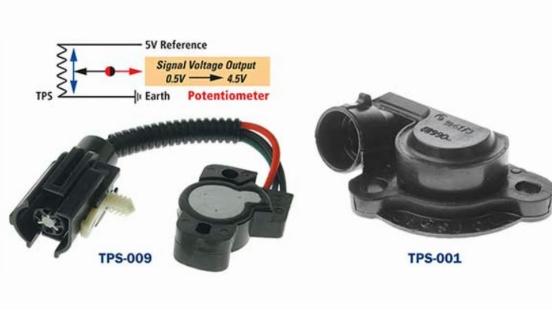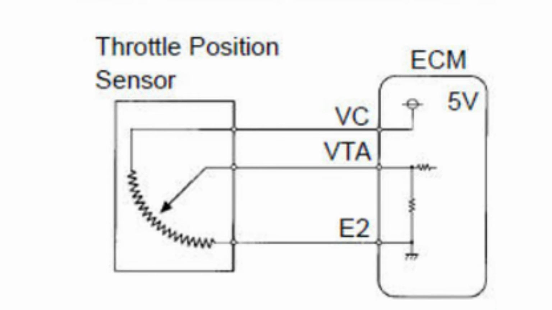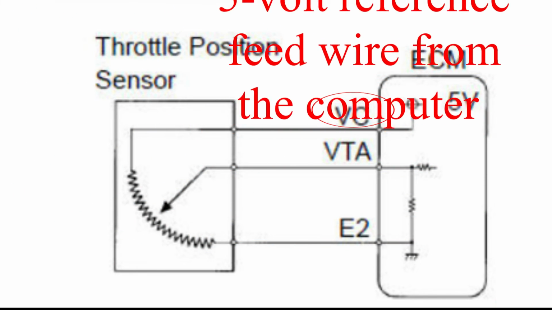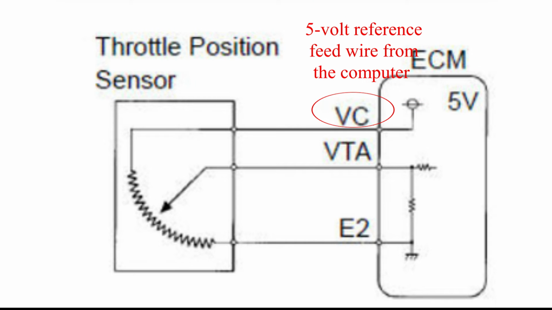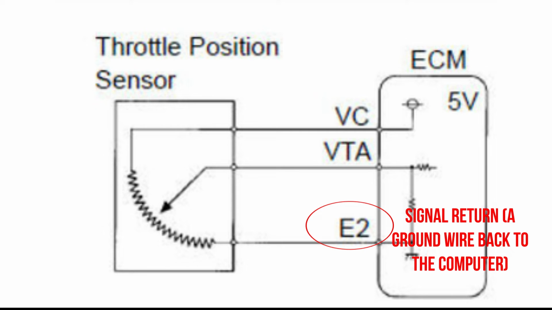Throttle position sensors are among the most common potentiometer-type sensors. The computer uses its input to determine the amount of throttle opening and the rate of change. A typical sensor has 3 wires: a 5-volt reference feed wire from the computer, signal return, a ground wire back to the computer, and a voltage signal wire back to the computer.